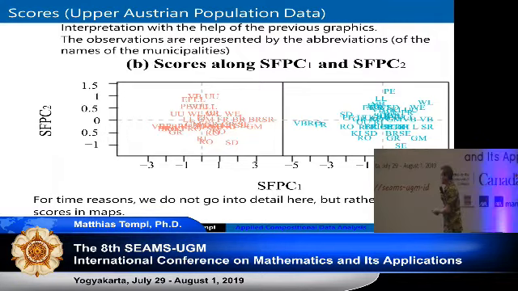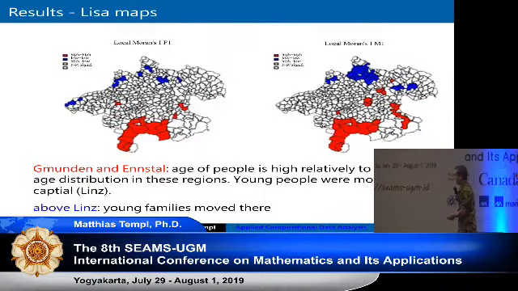And if you look at maps, and that's already LISA maps, so they are simplified maps. You get red if you have a high value on the scores and the surrounding areas are also high. An area is blue if you have a very low score and the surrounding area also has low scores. And what you see here, again, is Gmunden, what we saw just before. In that area, the age of people is also high relative to the whole age distribution in these regions.